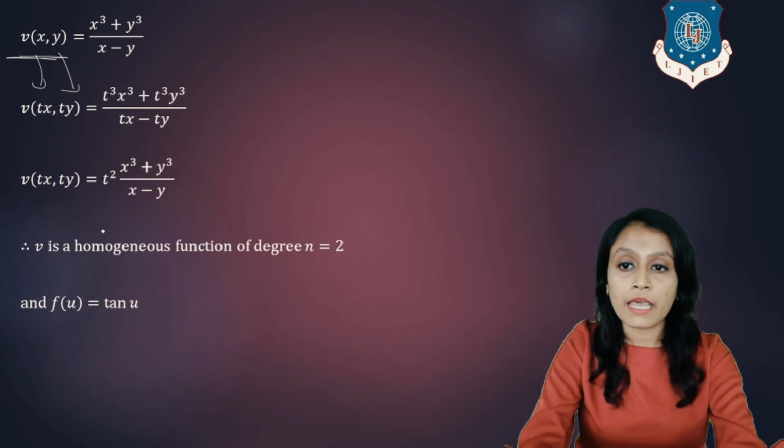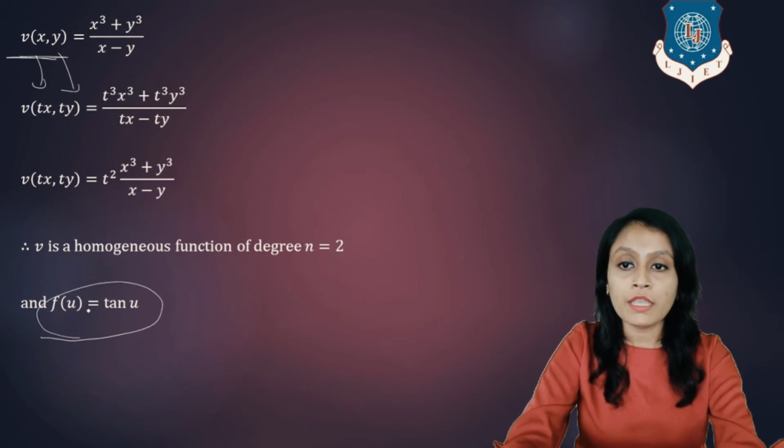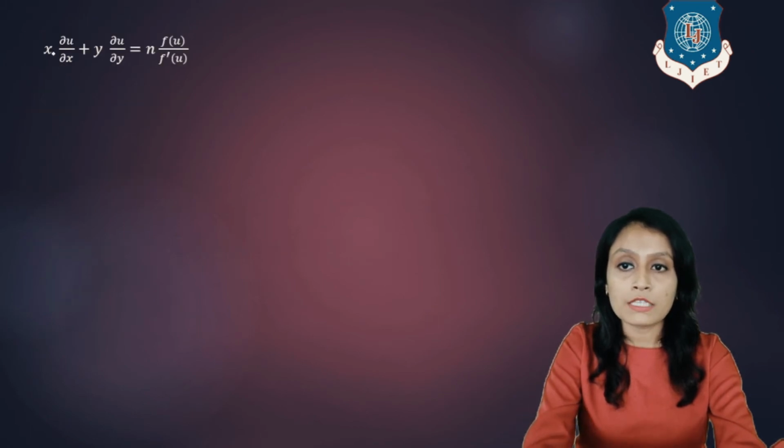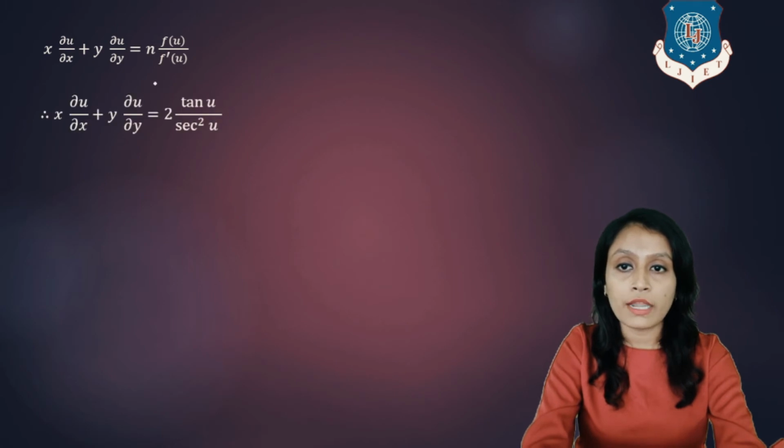Now we will apply the formula, but before that we have to define f of u. Now f of u is what? Tan u. Okay, now the formula is what? x del u by del x plus y del u by del y is equal to n f of u upon f dash u. So f of u is tan u and n is 2. So just substitute the values. So here we have 2 into tan u upon sec square u, which is the derivative of tan u. Okay, so it is sec square u.